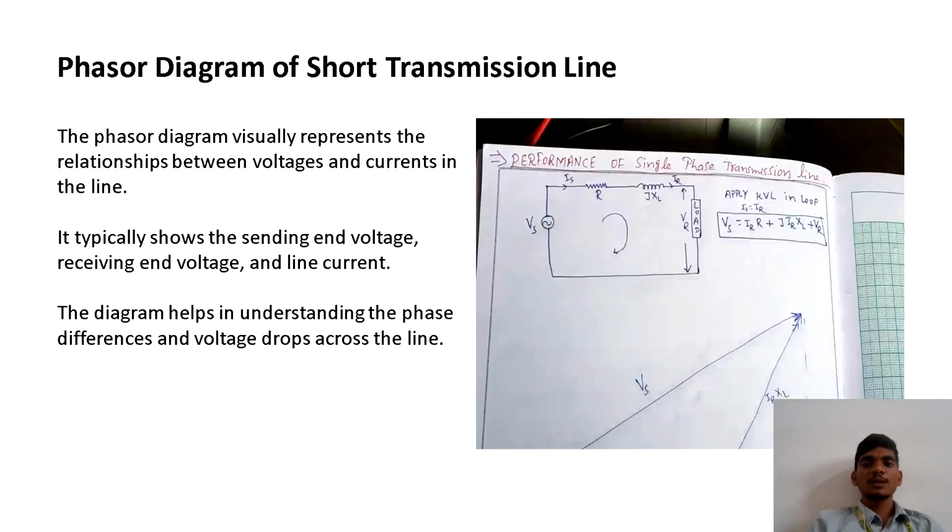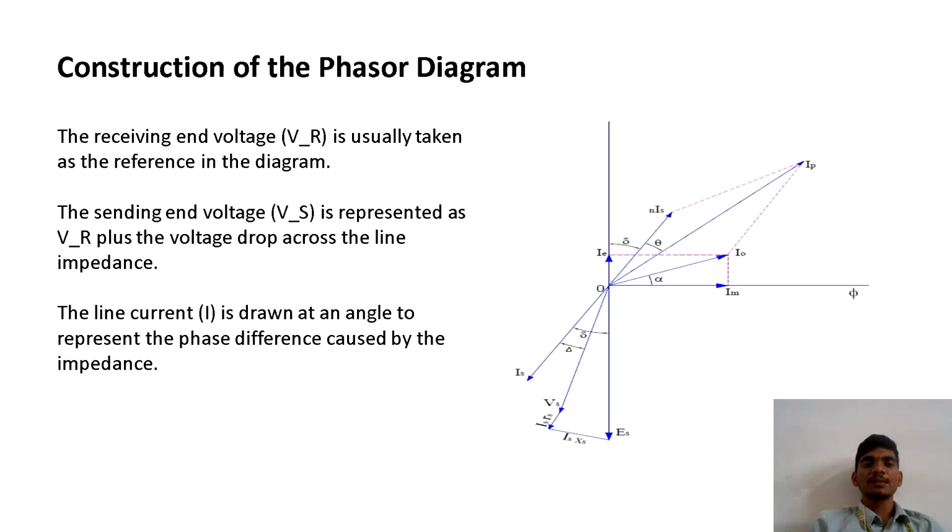Phasor diagram of short transmission lines. The phasor diagram visually represents the relationship between voltages and current in the line. It typically shows the sending end voltage, receiving end voltage and line current. The diagram helps in understanding the phase differences and voltage drops across the line.